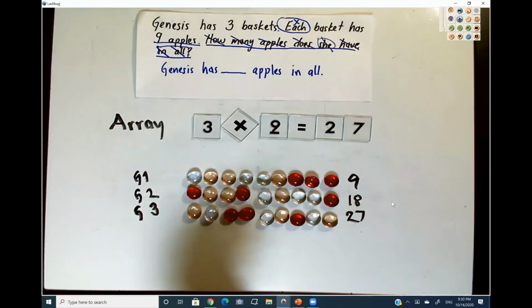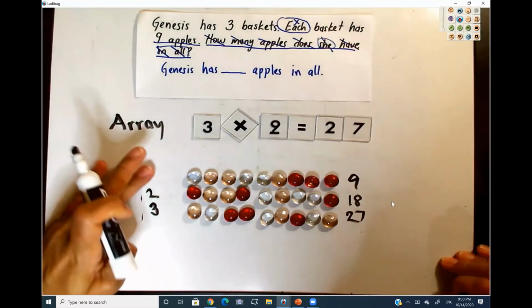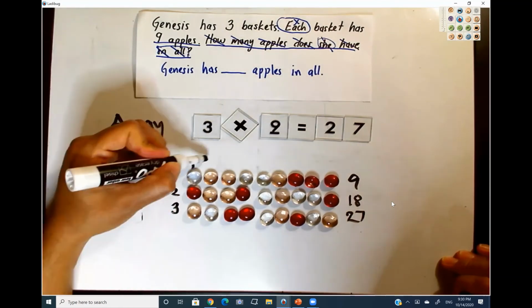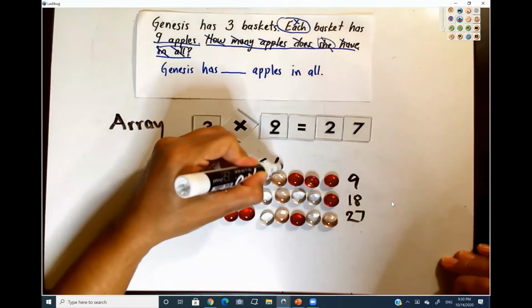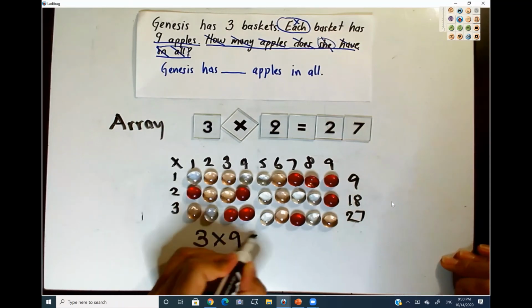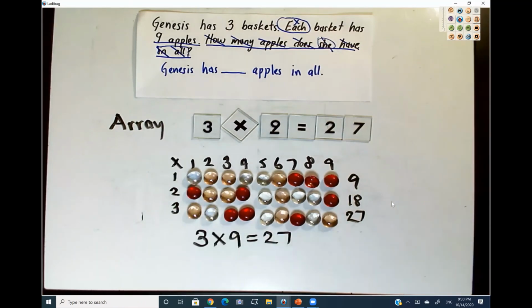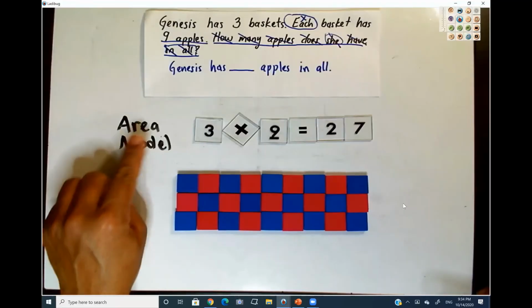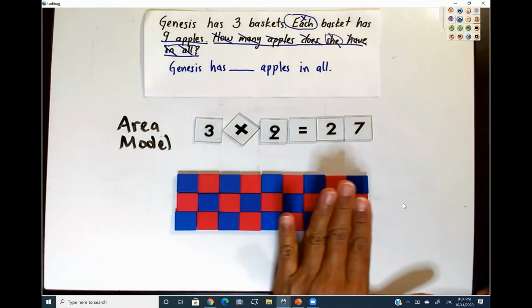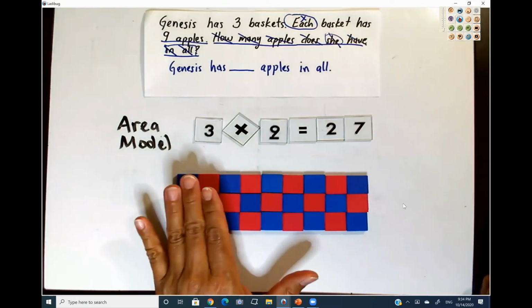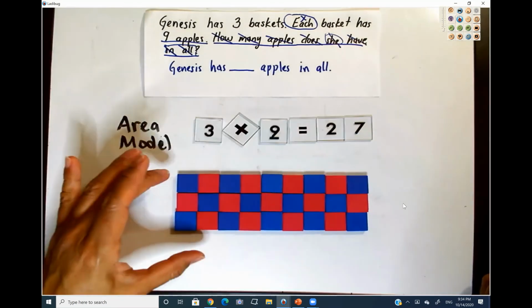Now you can find the multiplication here, because if you notice carefully, I have 3 groups here, so 1, 2, 3 times 1, 2, 3, 4, 5, 6, 7, 8, and 9. So the multiplication again is 3 times 9 equals 27. Now let's do the last representation for this problem. The last representation is called the area model. And if you notice, it's very similar to the one we did before, which is the array. The only difference is that this is represented with squares that are covering an area. That's why it's called the area model.